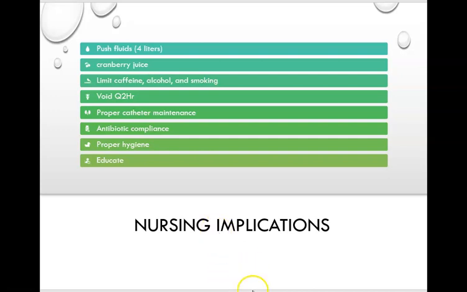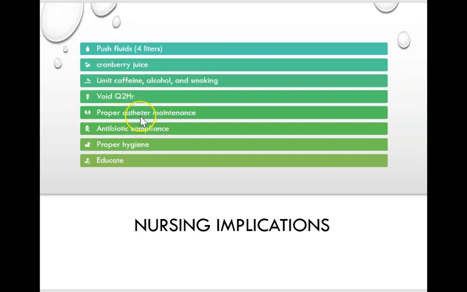Nursing considerations to help with UTI: we're really going to push fluids if you're able to. Make sure before you do this that your patient doesn't have any underlying conditions, like heart failure, that prevent you from increasing their fluid intake. So push fluids, but also be cautious with renal failure. Cranberry juice has been shown to help decrease the incidence of UTIs. Some people will also take cranberry pills in addition to that. You're going to limit caffeine, alcohol, and smoking. You're going to have these patients void frequently. You don't want that urine sitting in the bladder for too long.